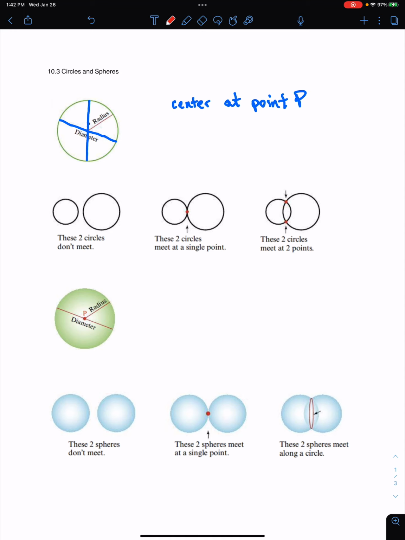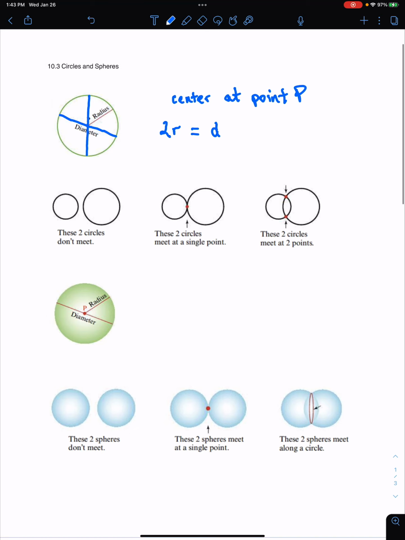So another thing to talk about here is the relationship between the radius and the diameter. A lot of times we use R for radius and D for diameter. So we could say 2 times the radius equals the diameter, or we could also say the radius is half the diameter. So both of those are true. All right, enough about radius and diameter.